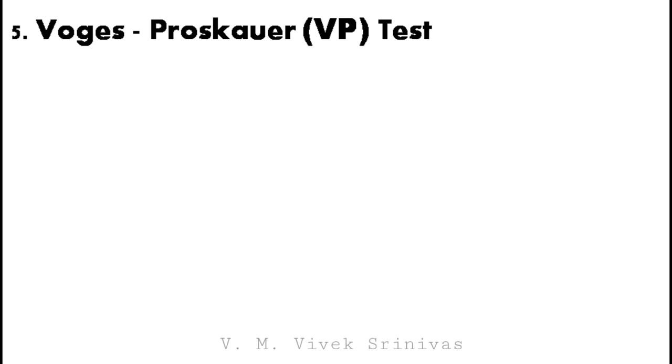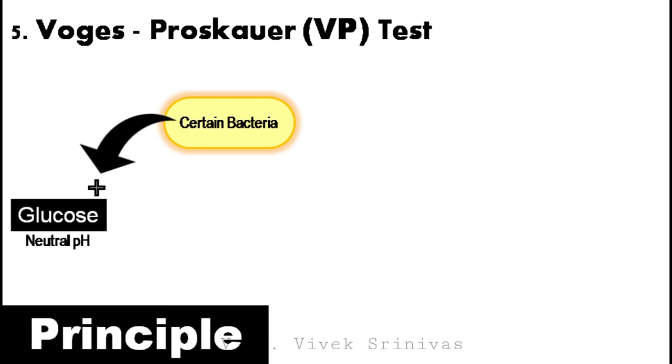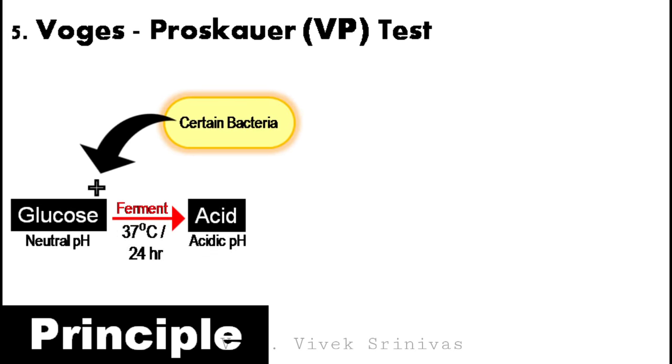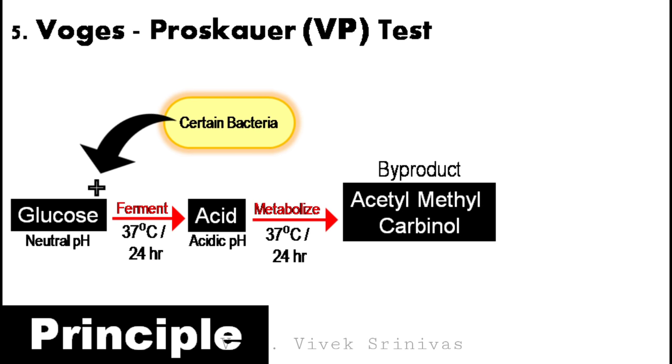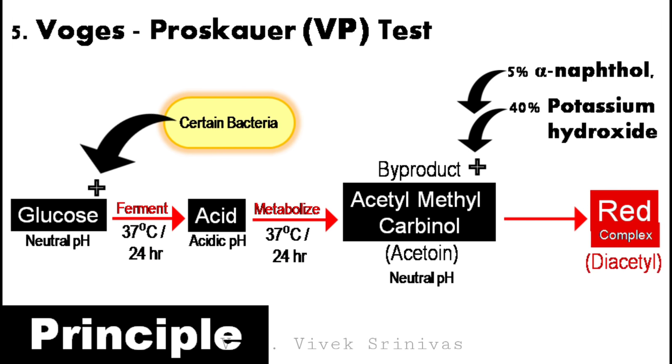Next, the Voges-Proskauer test, also abbreviated as the VP test. The principle: certain bacteria, in the presence of glucose, ferment the glucose to acid and then subsequently metabolize it to yield a neutral byproduct, acetylmethyl carbinol, which is an acetoin compound. Next, this acetoin compound, along with 40% potassium hydroxide and 5% alpha naphthol, forms the red color complex, the diacetyl derivative. This is the principle behind the Voges-Proskauer test.